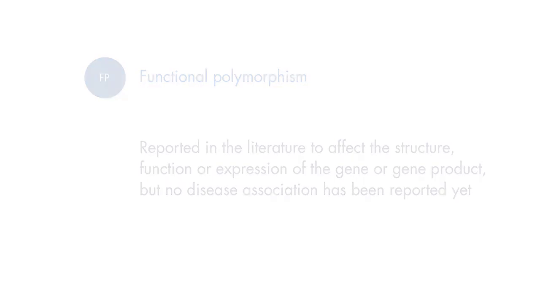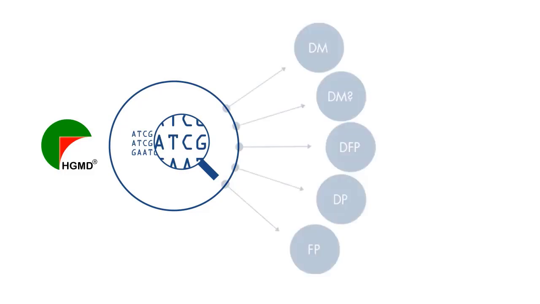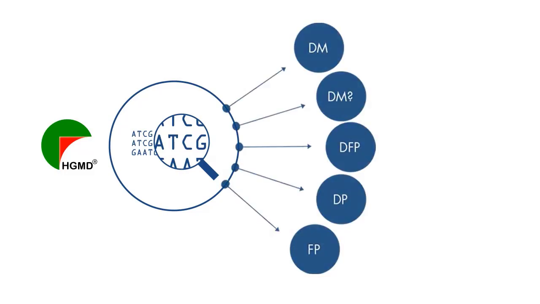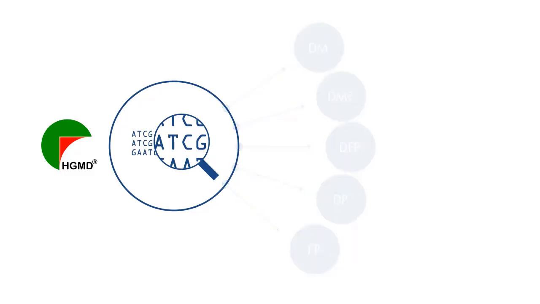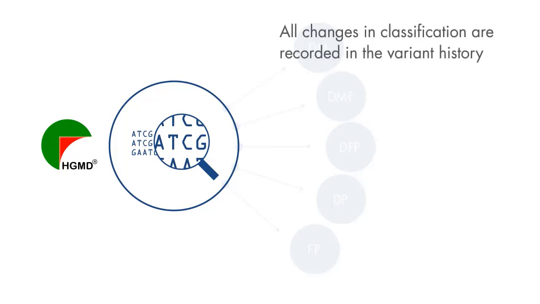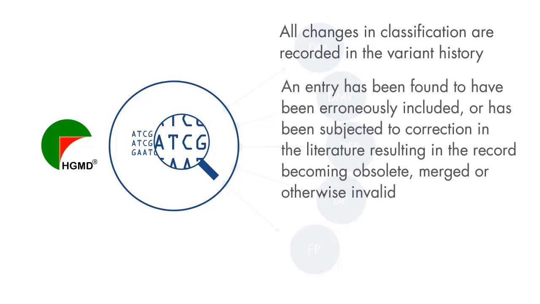HGMD curators frequently review the curated content for entries and make adjustments to their classification in cases where important new information becomes available. All changes in classification are recorded in the variant history. In those rare occasions where an entry has been found to have been erroneously included, or has been subjected to correction in the literature, resulting in the record becoming obsolete, merged, or otherwise invalid, the entry will be reassigned to the R, retired entry category.